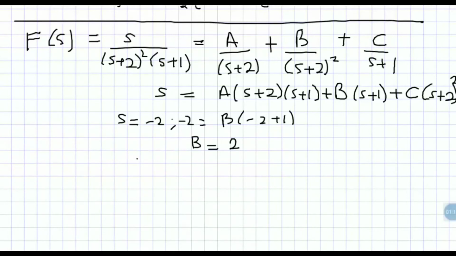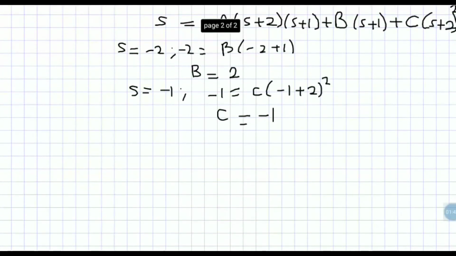Then if you equate s equals minus 1, this term and this term will become 0. Then that will be minus 1 equals C(minus 1 plus 2) squared. That will give you C equals minus 1.